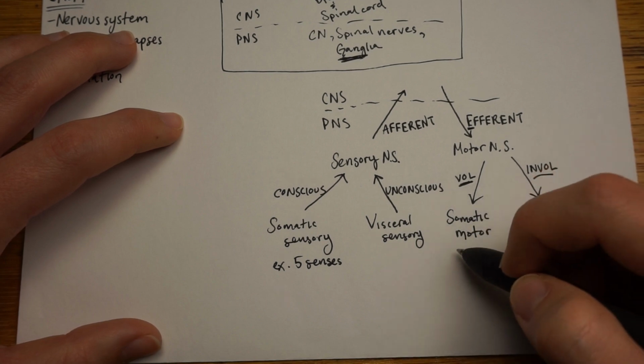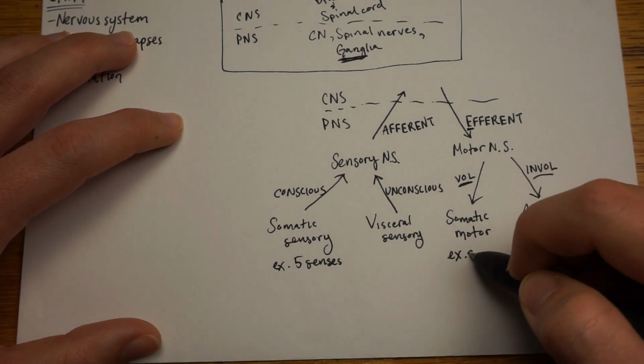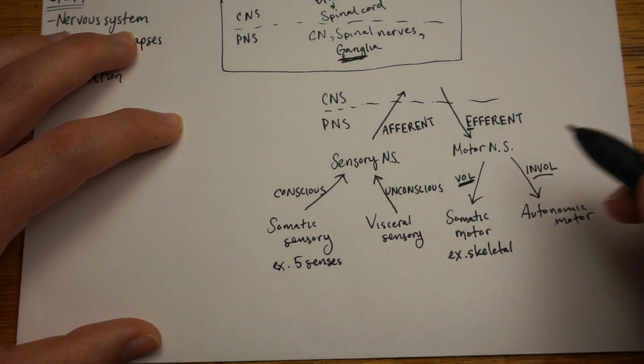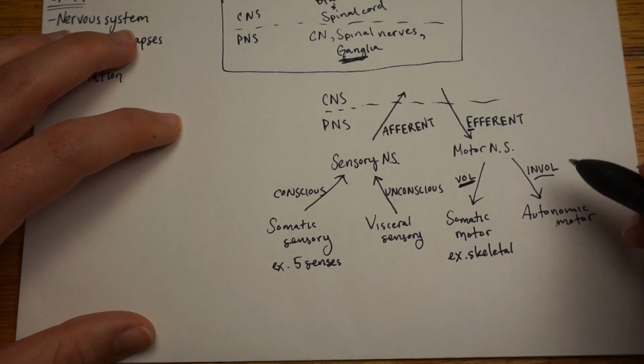Okay. The example of a voluntary somatic motor is skeletal muscle. You have complete voluntary control. You have the choice of whether you move your arm or you don't.